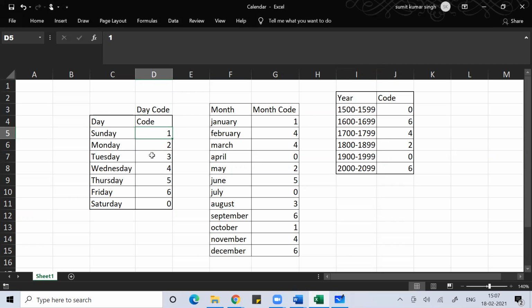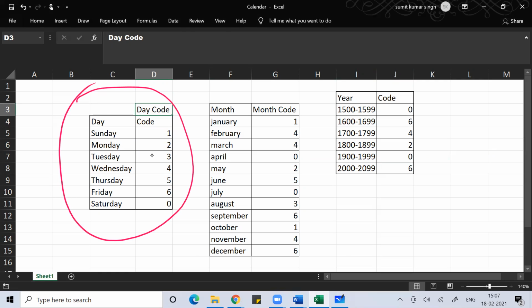So talking about calendar, this is the day code that you can see. If your final answer is 1, your answer is Sunday. If your final answer is 2, then it's Monday. 3 means Tuesday. 4 means Wednesday. 5 means Thursday. 6 means Friday. And 0 means Saturday. You have to remember this as a day code.